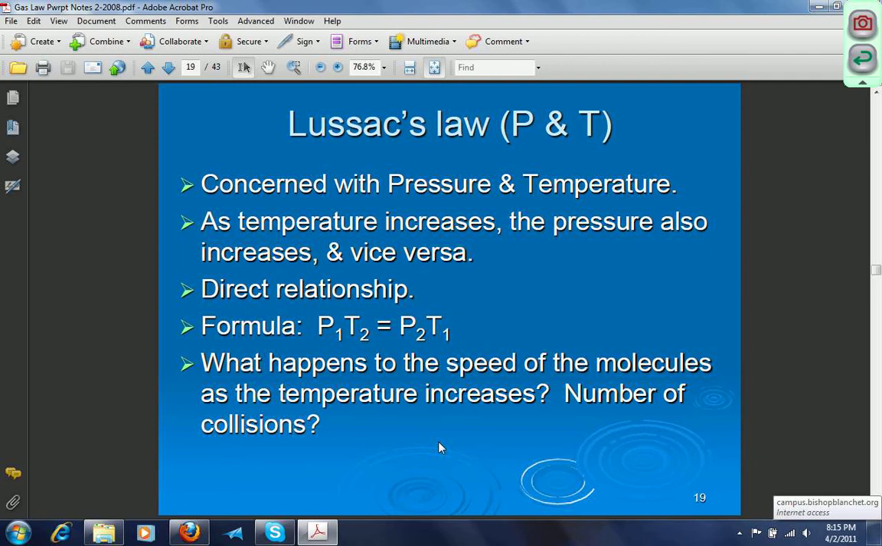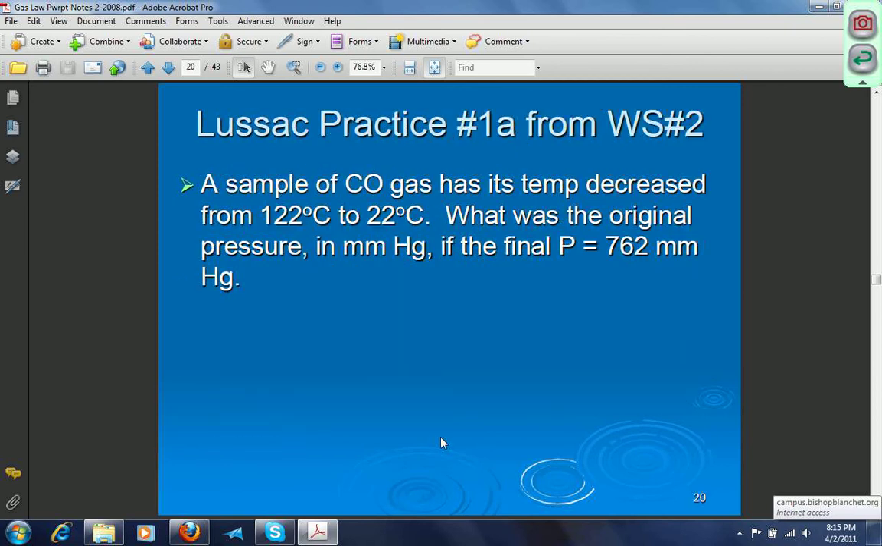His law is concerned with pressure and temperature. It's called Gay-Lussac's law. As temperature increases, the pressure also increases, so it is a direct relationship. P1 T2 equals P2 T1. What happens to the speed of the molecules as temperature increases? The speed increases, hence the number of collisions increases.